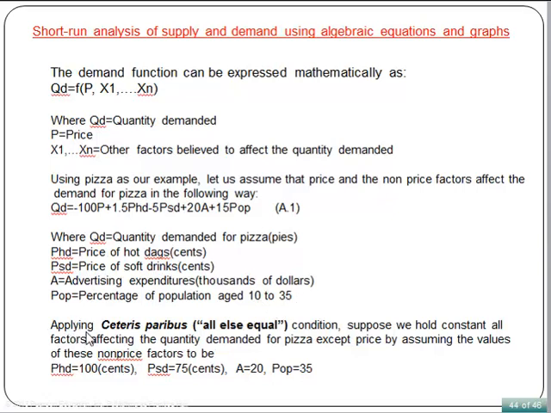So applying the holding-other-things-constant condition, we hold constant the other factors affecting the quantity demanded for pizza except the price, by assuming values for these non-price factors. The price of the hot dog is 100 cents, $1. The price of soft drinks is 75 cents. Advertising expenditures is 20, actually $20,000, but we use 20. The percentage of population aged 10 to 35 is 35.